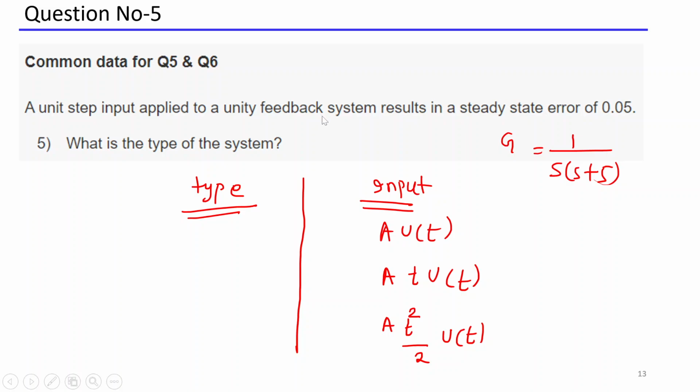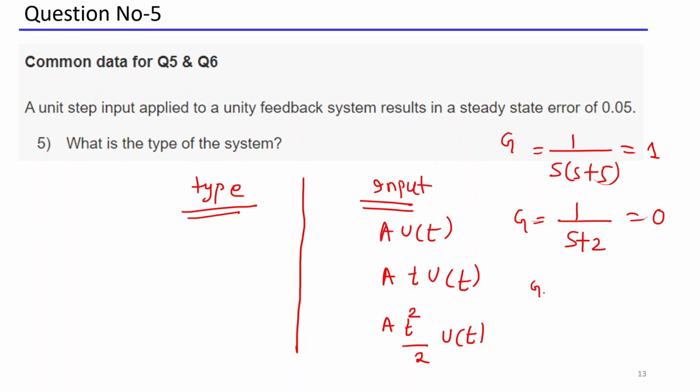Okay, let's come to the type of the system. Type means you have to find out the number of poles at origin. Let me give an example. Suppose there are two types of questions. There are lots of types that can be classified like this. For this example, whatever I gave, the type is 1. If I am given the example 1 divided by s plus 2, this is another G. Here you can see the type is 0.